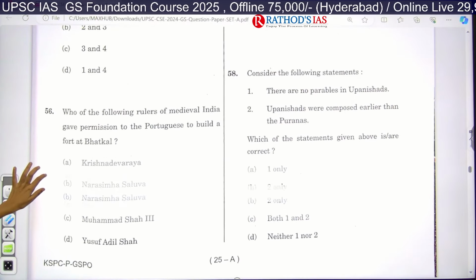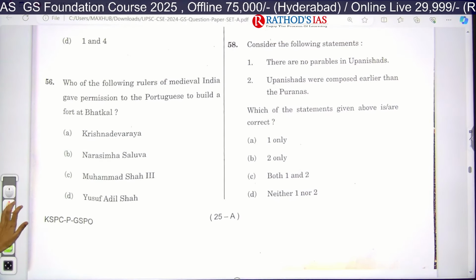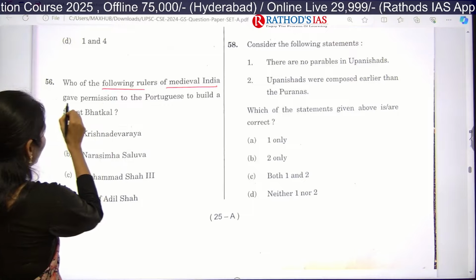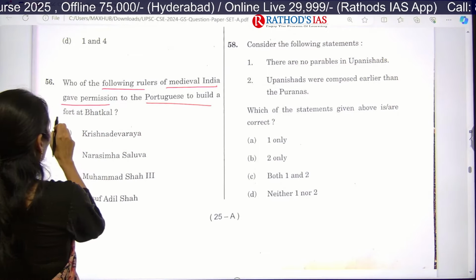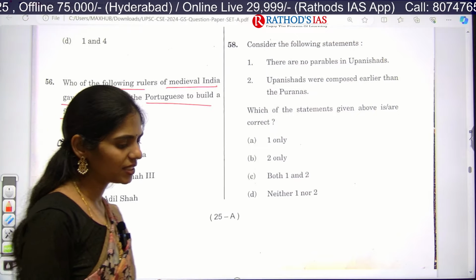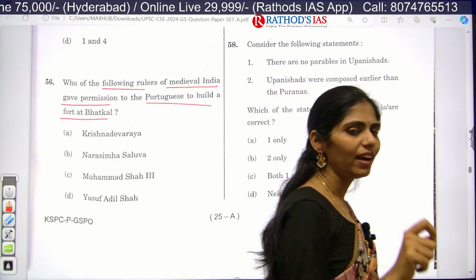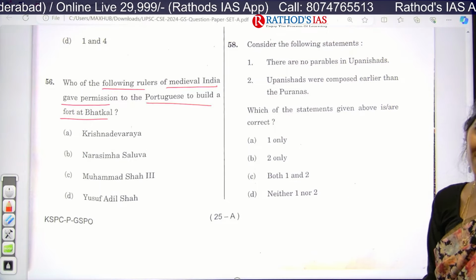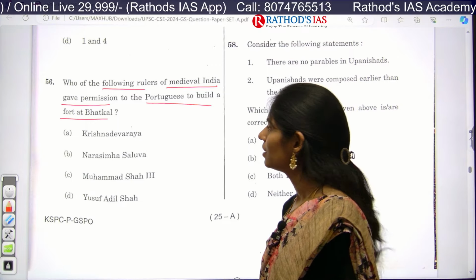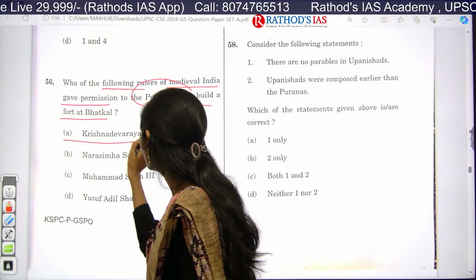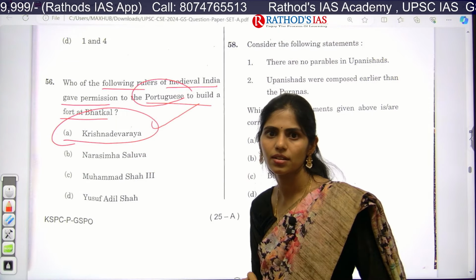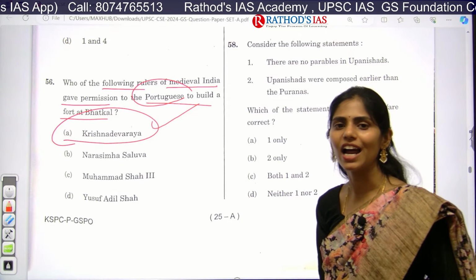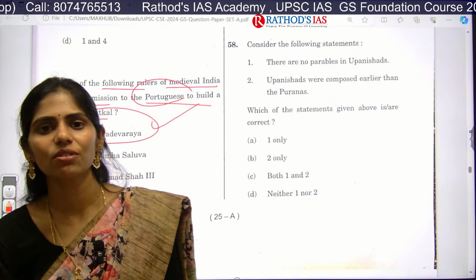And next one is 56th question, it is very simple and I will tell you one trick, okay. Which of the following rulers of medieval India gave permission to the Portuguese to build a fort at Bhatkal? So always I will be saying, in medieval India there will be a question for sure from Krishna Deva Raya, okay, Vijayanagara Empire. So actually the permission was given by Sri Krishna Deva Raya, option A is the correct answer. If you have gone through the Vijayanagara Empire well, you might be keeping the correct answer for this question, and even that is clearly given in your NCERTs also.